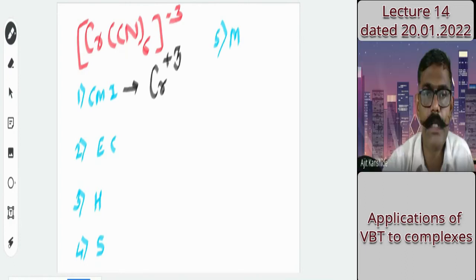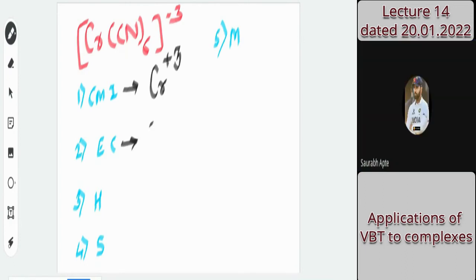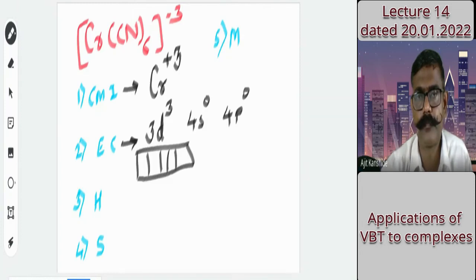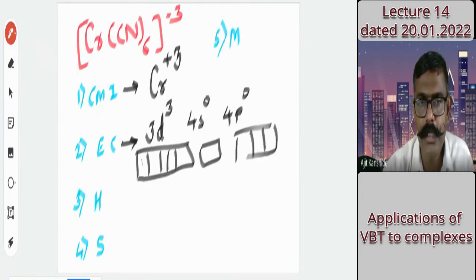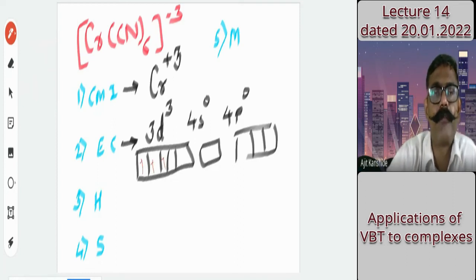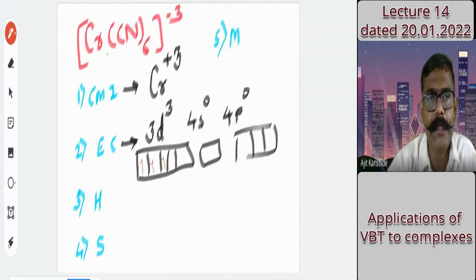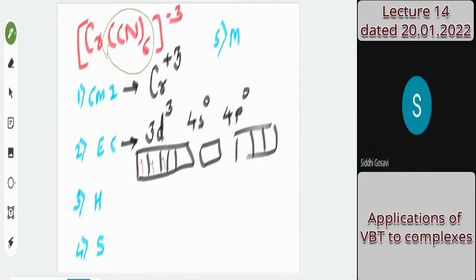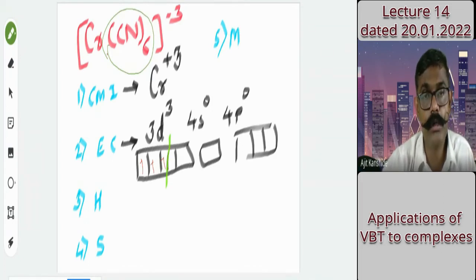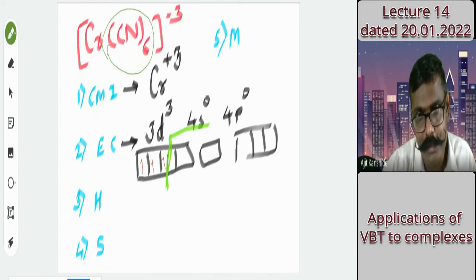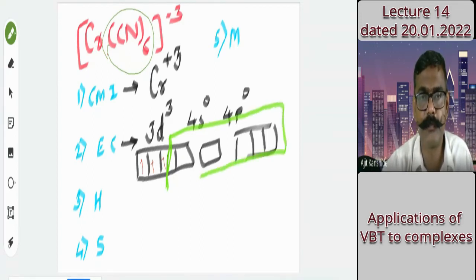The central metal ion is chromium plus 3. Electronic configuration: 3d3. Let me represent the d orbitals, here 4s, 4p. Three electrons, 1, 2, 3, is the ground state electronic configuration. About the strength of the ligand, cyanide, what do you know? Is cyanide weak or strong? Strong. So d2sp3 or sp3d2? If the ligand is strong, d2sp3 hybridization will be there.